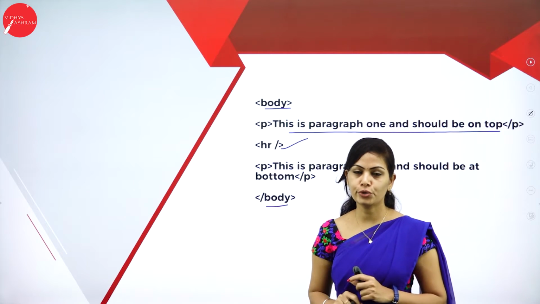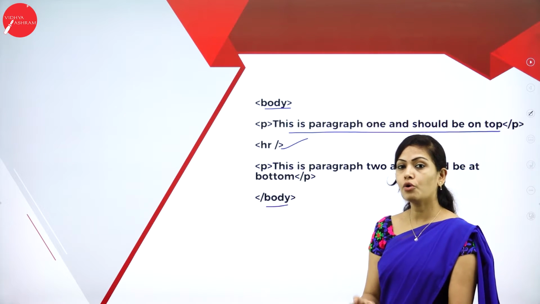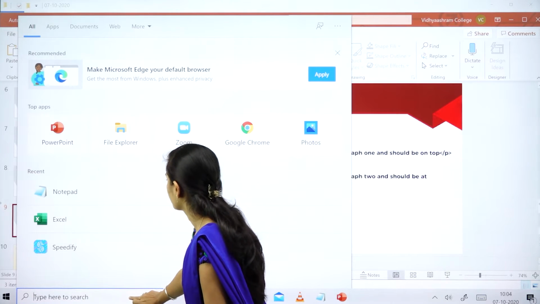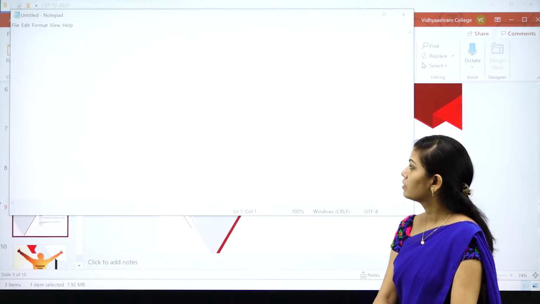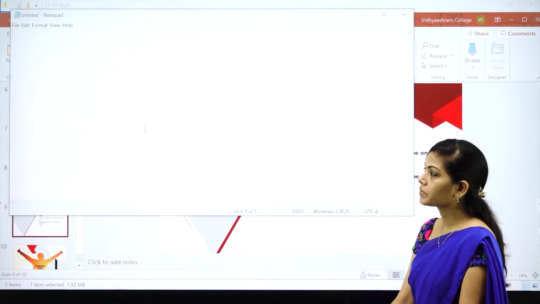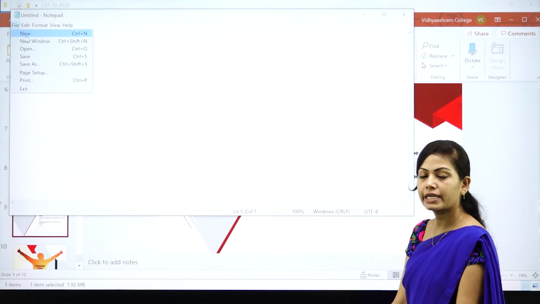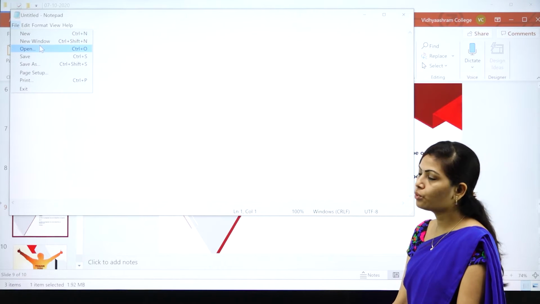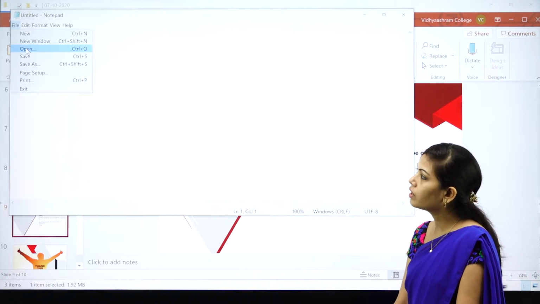Now I will show you one small demo. First step, how to open Notepad. I will show you now how to open Notepad. Go to the search button and you can type notepad. So you'll get one small screen. So this is my HTML layout. If you want to open a new document, you can press Ctrl+N or go for the new command. And if you want to open an existing document, you can go for Ctrl+O or the open command.